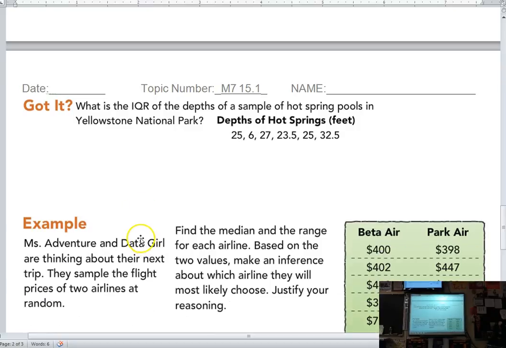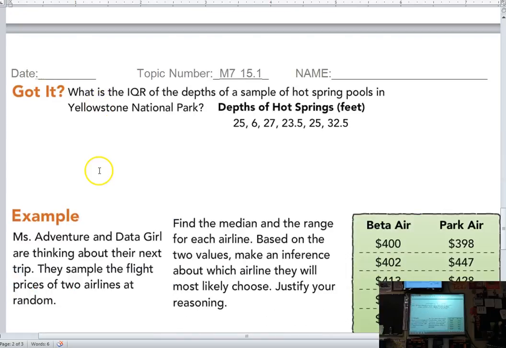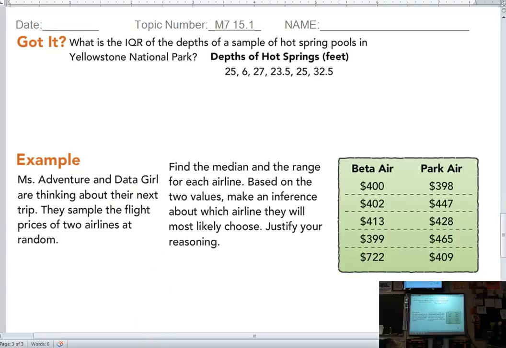Flip to the back. Try this on your own. Be careful. This data does not start in order. So they only ask for IQR. I want the range and IQR. So find the range and the IQR. I'm going to reboot Smart Ink really quick.